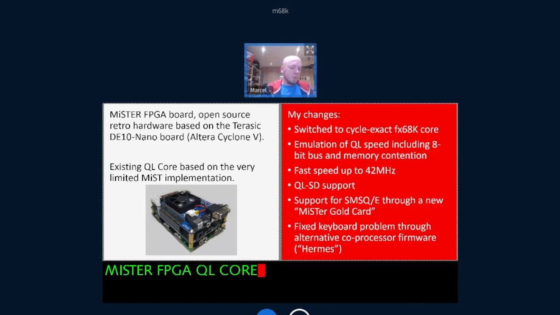And also, back in the day, there was already an alternative coprocessor called Hermes, which fixed this bug. All my QLs basically had this processor forever, so I didn't know it was a bug in the QL. And one or two weeks ago, I got the rights from the original authors to include it in the MiSTer FPGA QL core.